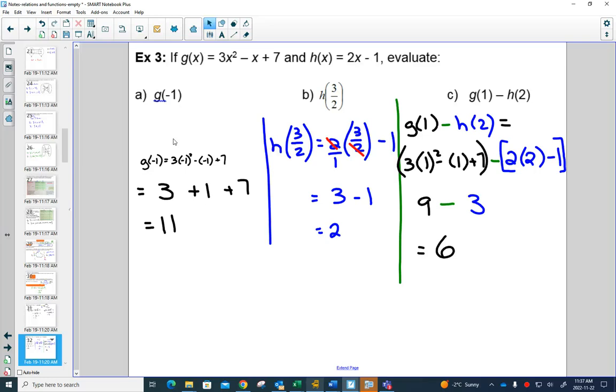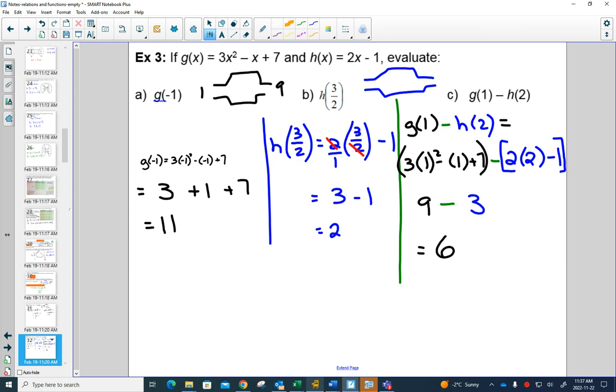And if you like to think of those machines, we had g of x as the black machine and h of x as the blue one. We plugged in 1 in the black one and out came a 9. We plugged a 2 into the blue machine and out came a 3. And you wanted to subtract those two, so we got 9 minus 3.